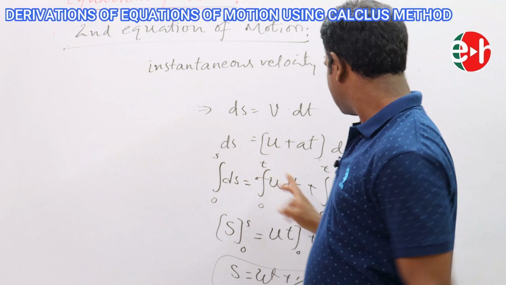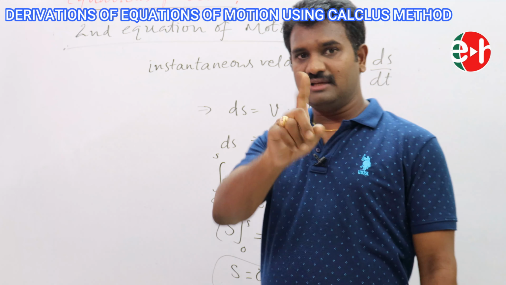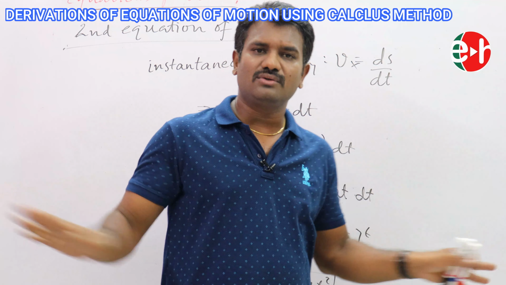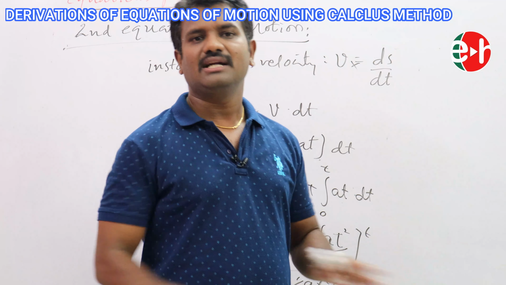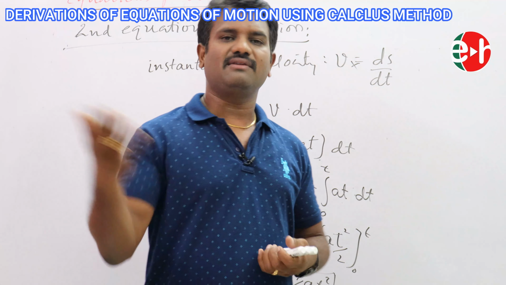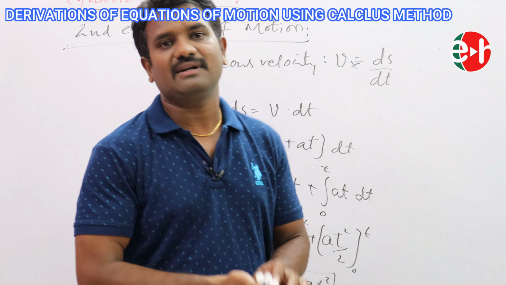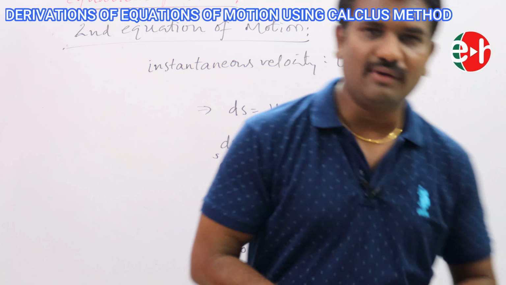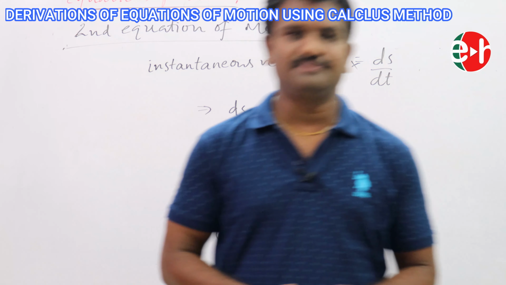Here you understood that the acceleration is taken as a constant. That's why the equations of motion are valid only when the acceleration is taken as a constant. If the acceleration is not constant, you are not allowed to use these equations of motion directly. Whenever the acceleration is variable, we have different methods. I will explain those different methods in another lecture. Now let us see the third equation.